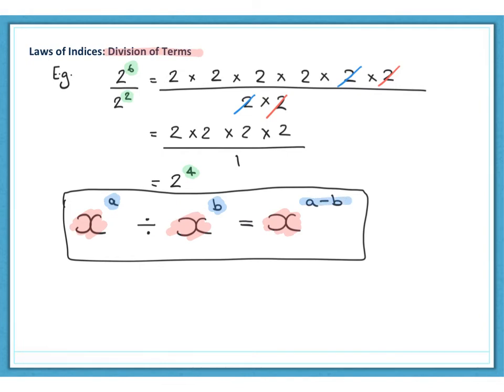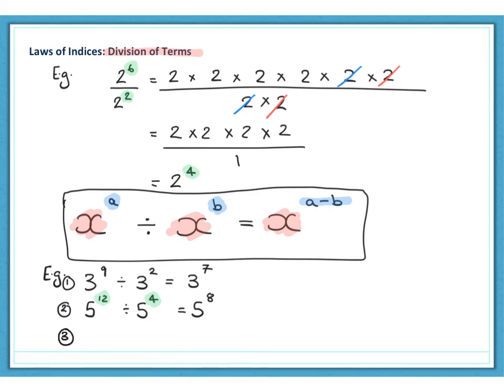Let's have a look at a few examples. Let's suppose we have 3 to the power of 9 divided by 3 to the power of 2. That will give us 3 to the power of 7, subtracting 2 from 9. What if we have 5 to the power of 12 divided by 5 to the power of 4? Careful, it's going to be 5 to the power of 8. There might be a real temptation here to try and divide 12 by 4, but that's not what happens. You need to do 12 take away 4.